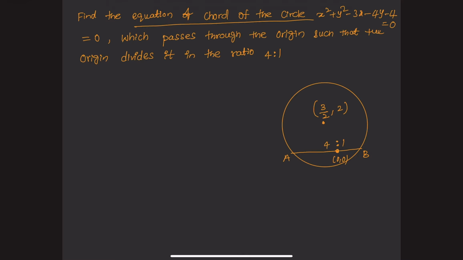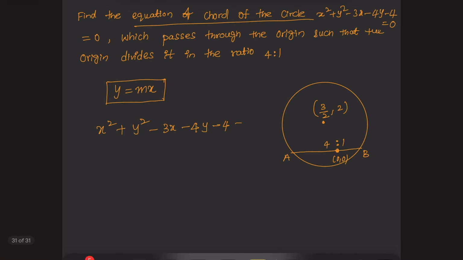So since it is given that the chord passes through origin, let us assume the equation of the chord as y is equal to mx. Alright. Now the circle equation is already given. So this is a very good question. Minus 4y minus 4 is equal to 0. The circle equation is given. So now if we substitute y is equal to mx into this circle equation, we will get these 2 points. Alright. So since the chord and the circle have 2 solutions, we'll get these 2 points.